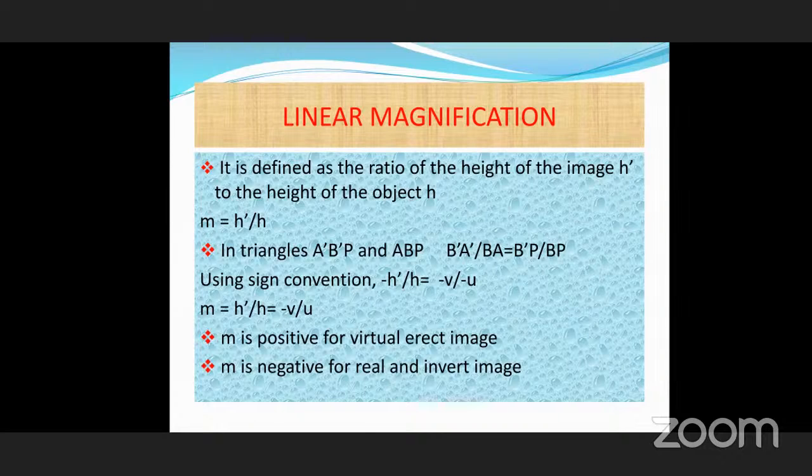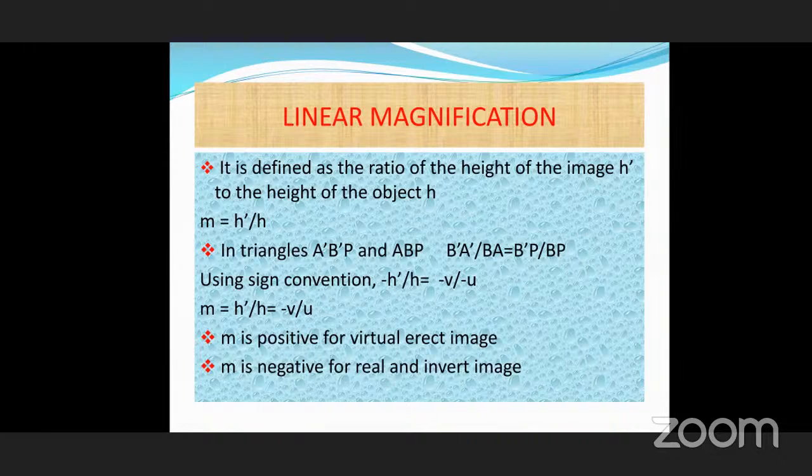So minus H dash by H is equal to V by U, or H dash by H is equal to minus V by U. A very interesting thing is, sometimes M is positive. While you are calculating the magnification M, if you get a positive value, then it means the image is virtual and erect.